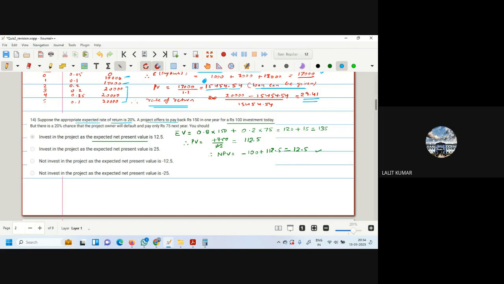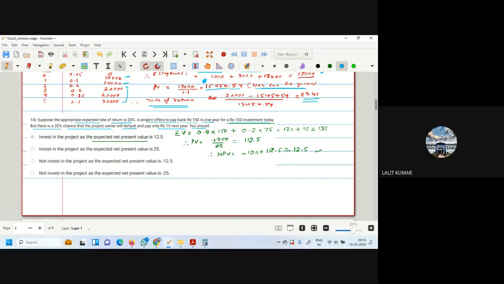A project offers to pay back rupees 150 in 1 year for an investment of rupees 100 today. There is a 20% chance that the project owner will default and pay only rupees 75 next year. So what should you do? We just calculate the expected value.